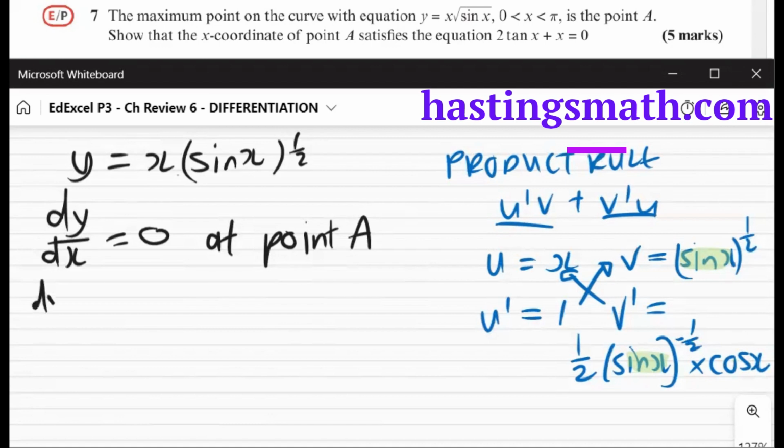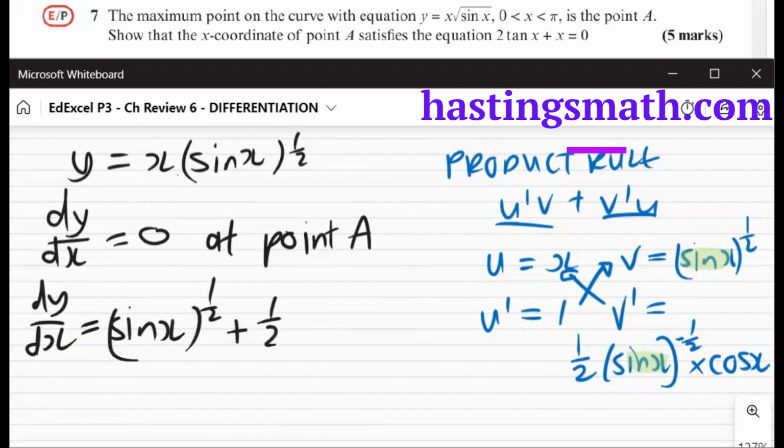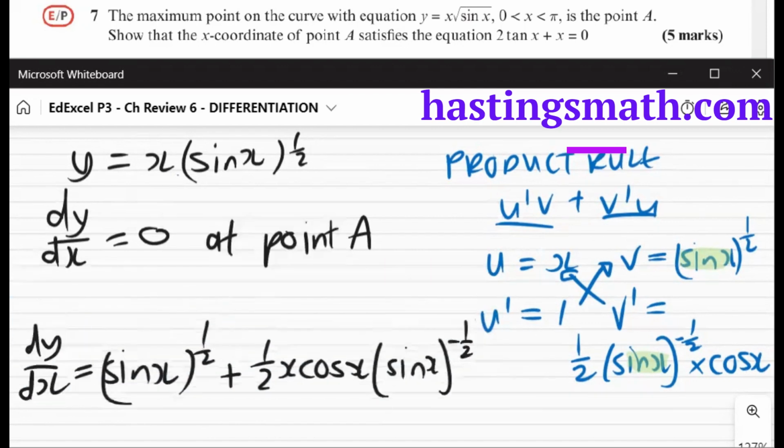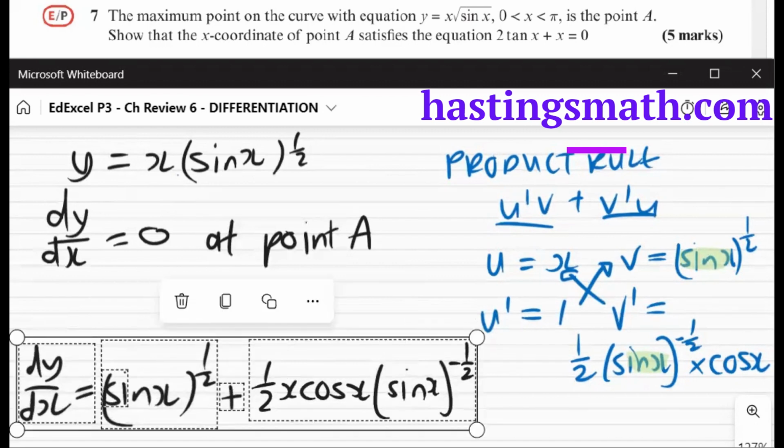So dy/dx is equal to u dash v, which is just sine x to the power of a half, plus v dash u, which is this whole thing. So let's say it as a half times x times cos x, times sine x to the negative a half. This is going to be equal to 0. So this is our dy/dx, and we want that equal to 0.